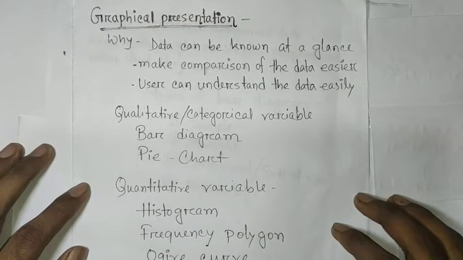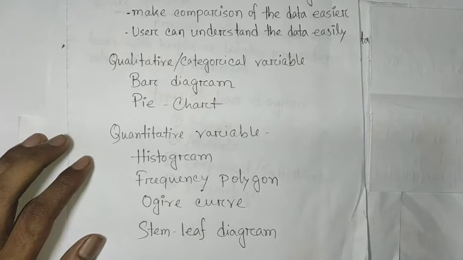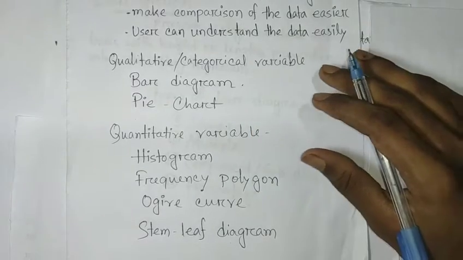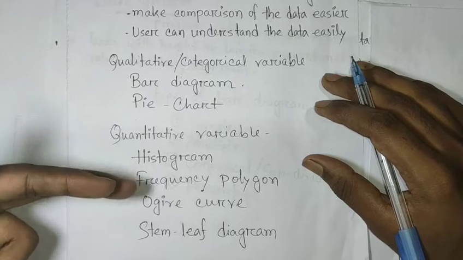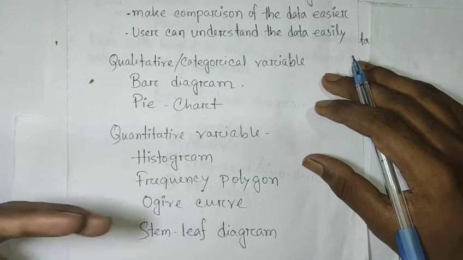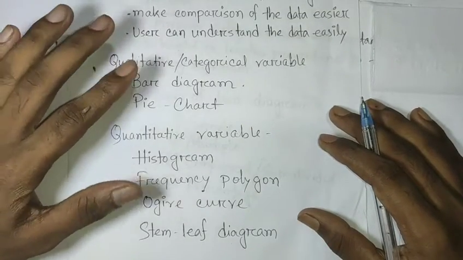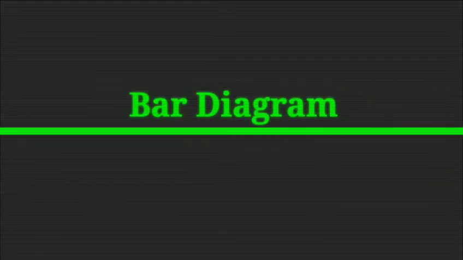There are many kinds of graphical representation. We represent the qualitative variable by bar diagram and pie chart, and for the quantitative variable we use histogram, frequency polygon, Ogive curve and stream-line diagram, etc. So in this lecture we'll discuss all these graphical representations elaborately.